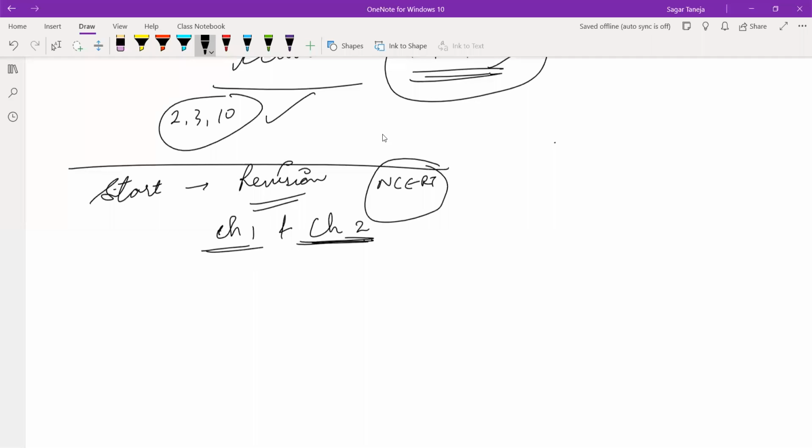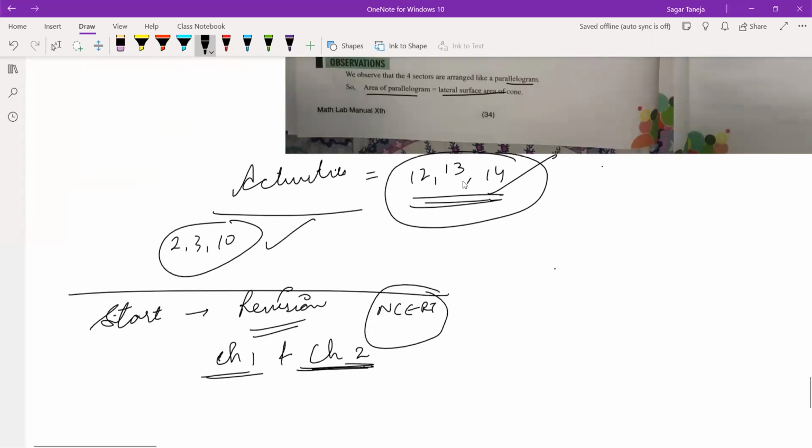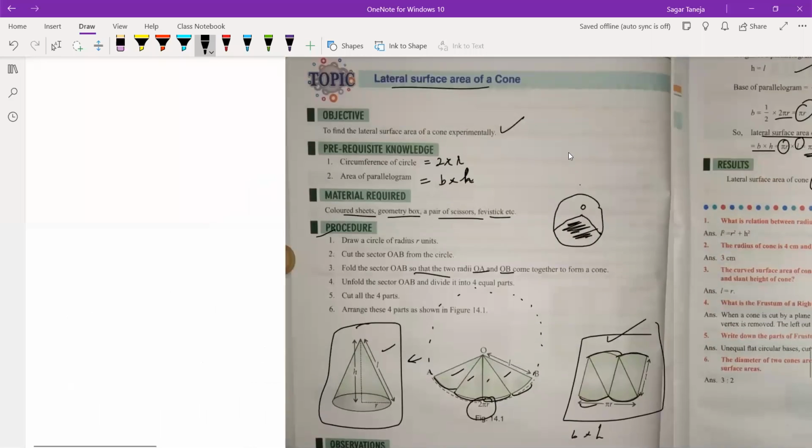And revision does not mean that you have to just go through your notebooks, just reading out the questions. Mathematics revision means to just solve each and every question. So begin with this. And I have told you that these 6 activities we have done, so you have to go through these 6 activities. The way I've explained, in the same manner you have to write in your lab manual. Okay.